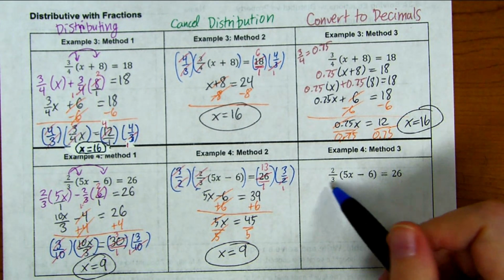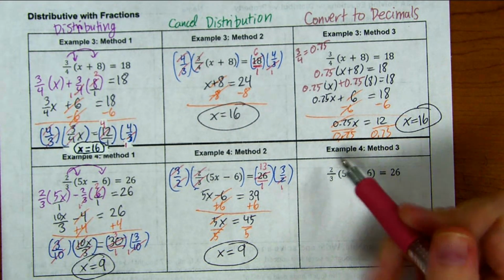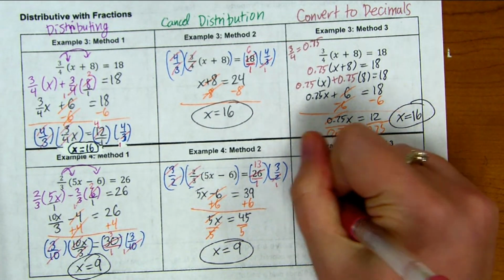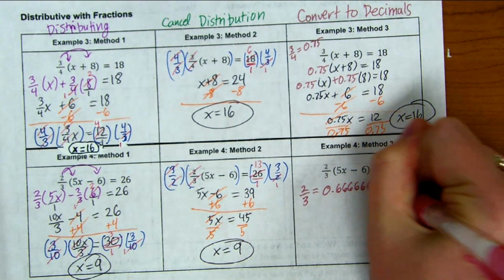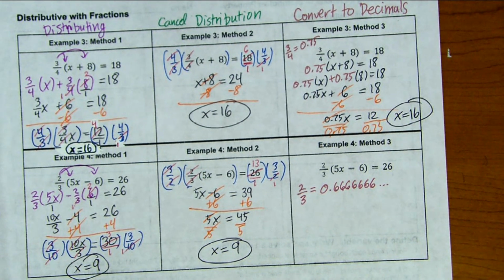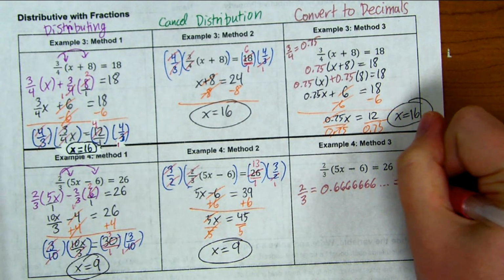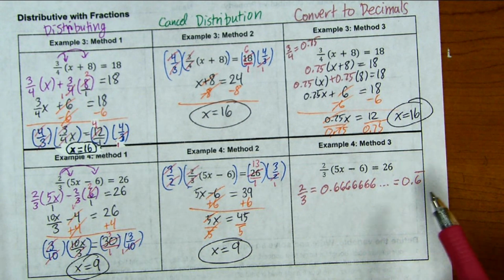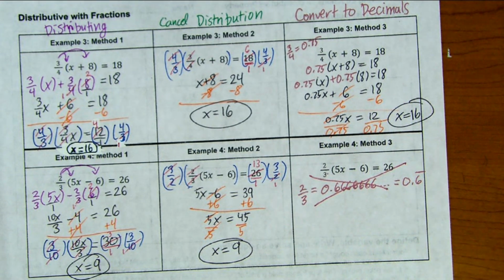For this problem here, 2/3 parentheses 5x minus 6 equals 26. If we convert 2/3 into a decimal, well, 2/3 is going to be the same thing as 0.6666666, and it keeps going and going and going. This is a problem for us. We could try to represent this as 0.6 with a repeating bar on top of it, but we cannot do any math calculations with a decimal that repeats forever. So this actually is not possible for us.